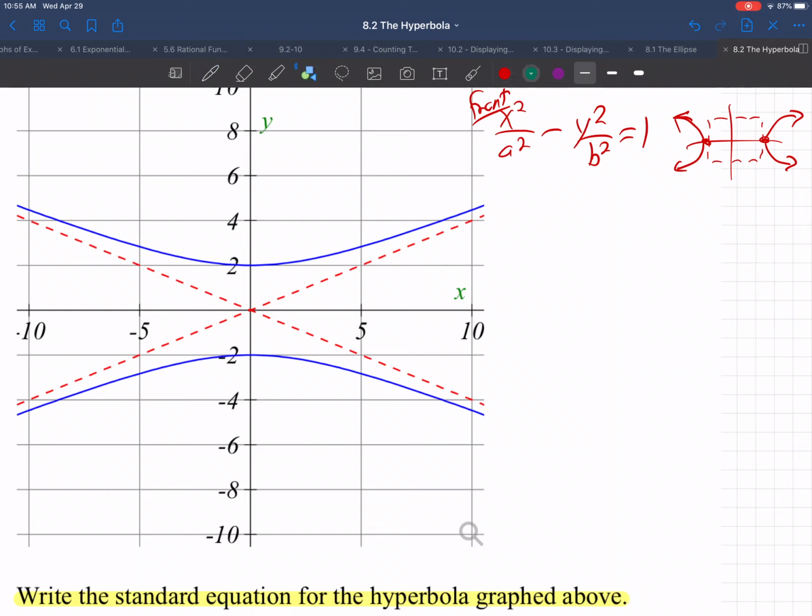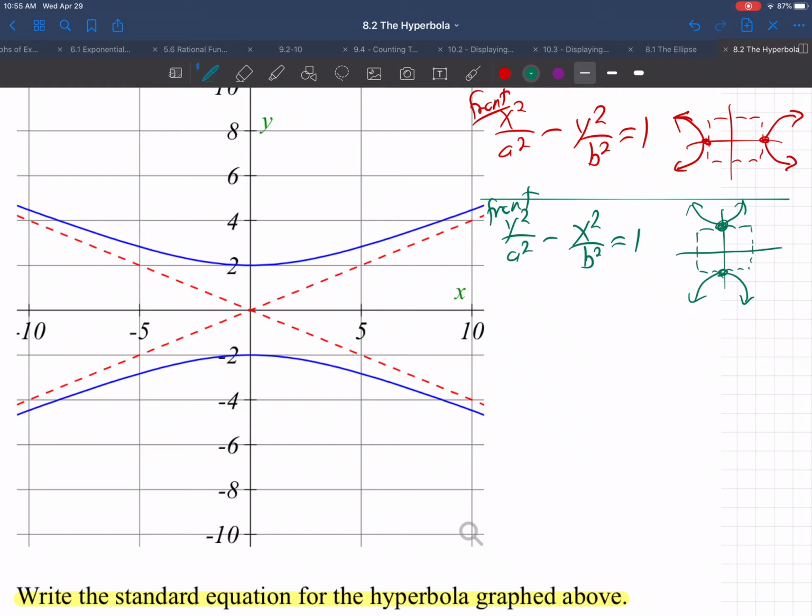Whereas, if you have y squared in the front, so if the front is y squared, then when we have the dotted box, the branches will go up and down from the middle of the box instead of right and left. If y squared's in the front, the branches go up and down. If x squared's in the front, the branches go right and left. Okay, so that's the first thing to be really clear on.